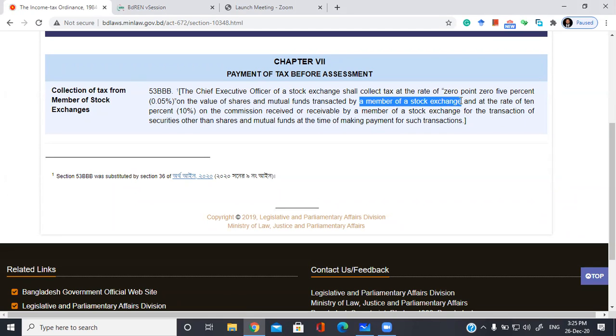Brokers are the members of a stock exchange, and tax is at the rate of 10% on the commission received or receivable by a member of a stock exchange for the transaction of securities other than shares and mutual funds at the time of making payment for such transactions. So in case of shares and mutual funds, the rate is 0.05%, and in case of other than shares and mutual funds, the rate is 10%. Okay, so let's continue.